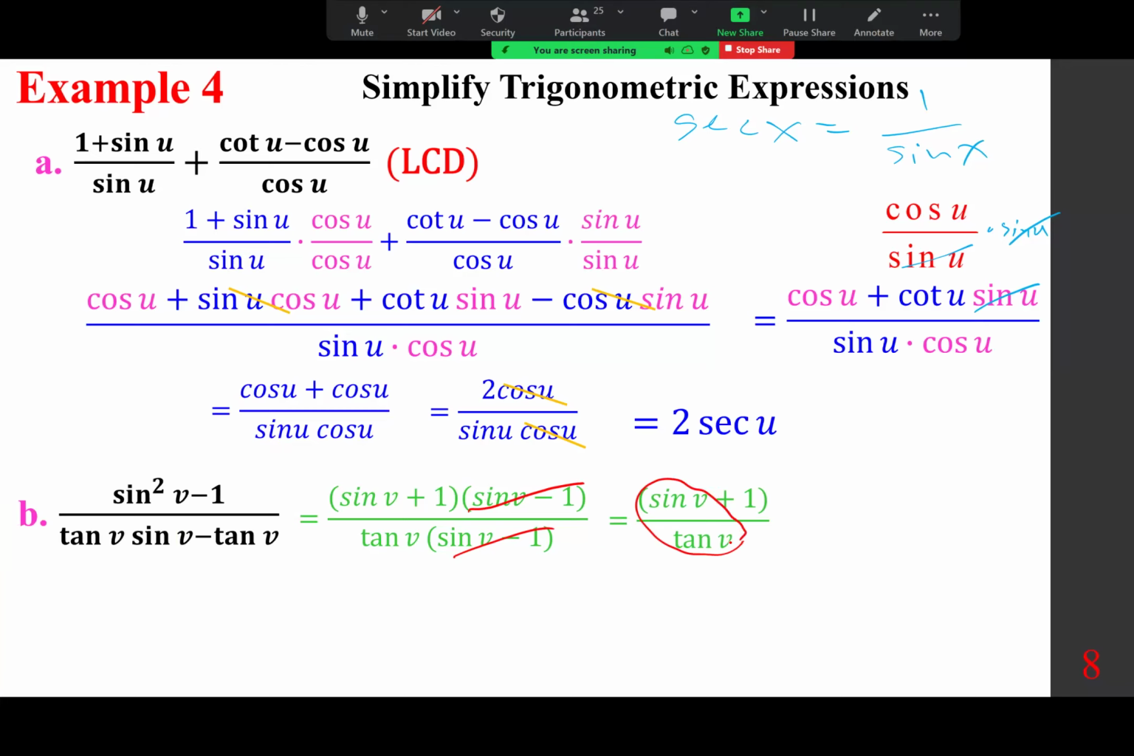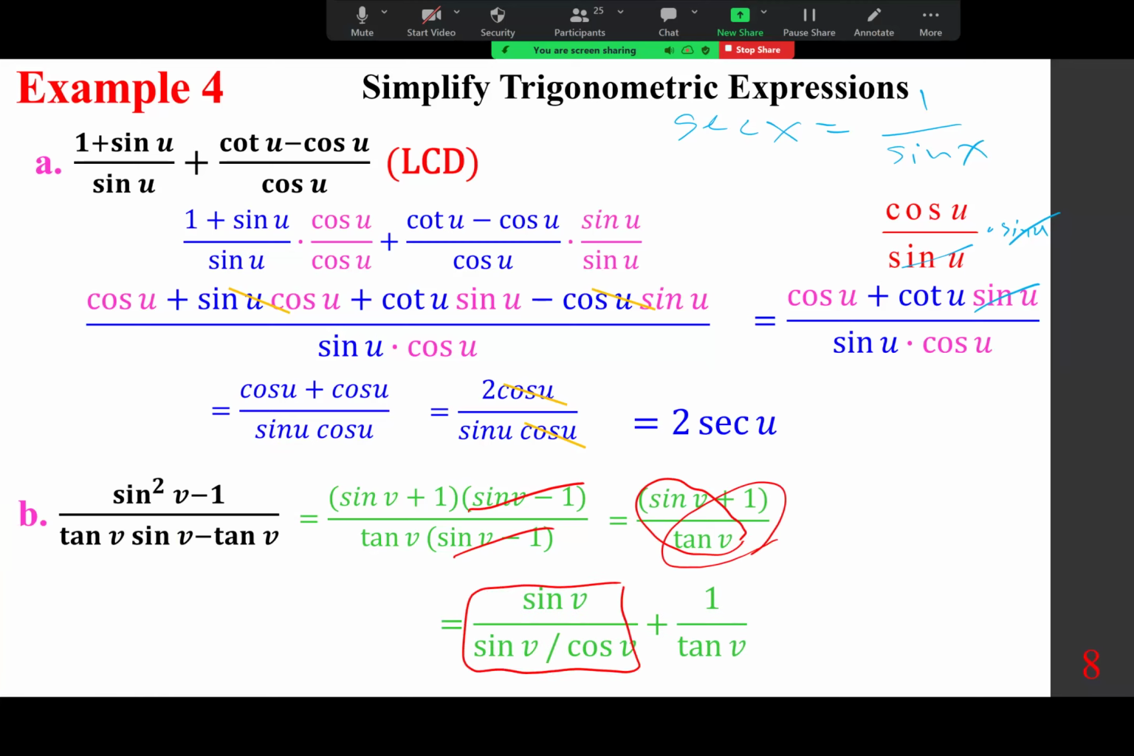This is 1 sine over tangent. And by the way, tangent is sine over cosine. And this is 1 over tangent. So the reason we do it in this format is because we will simplify this further. Sine v over sine v over cosine v becomes cosine v. I hope you recognize this. And I'm going to write it here in case.